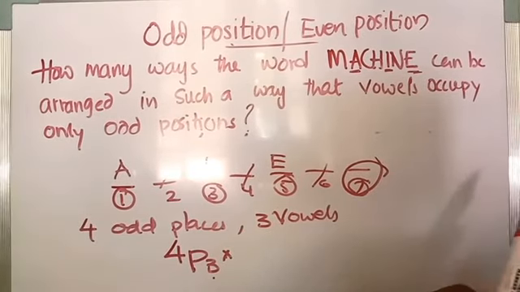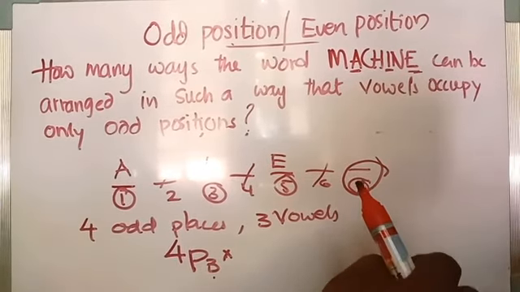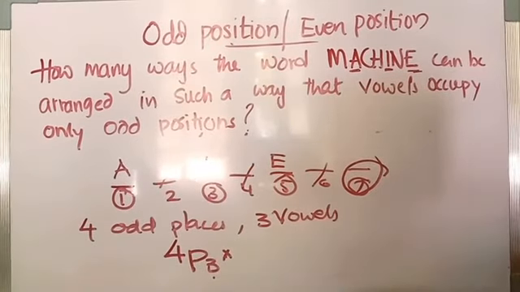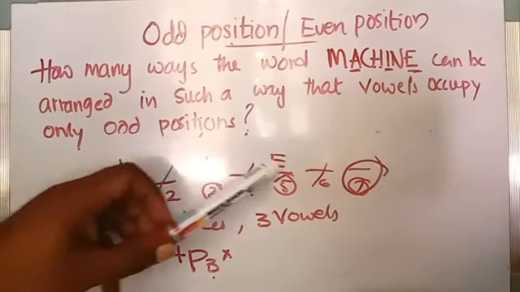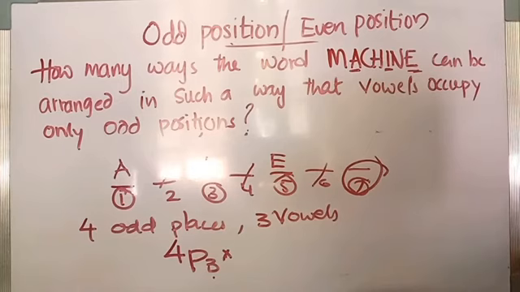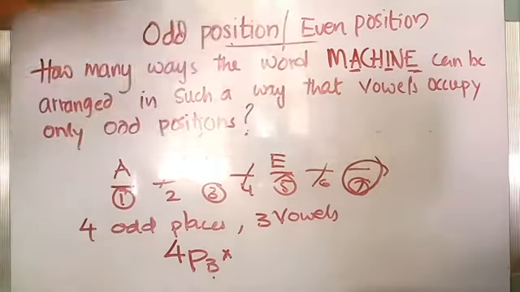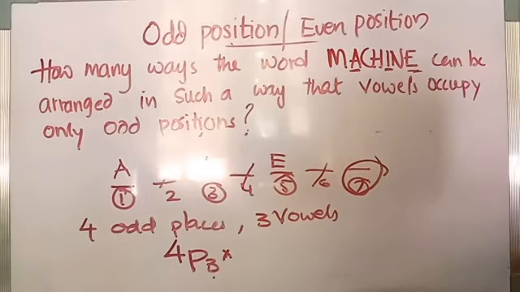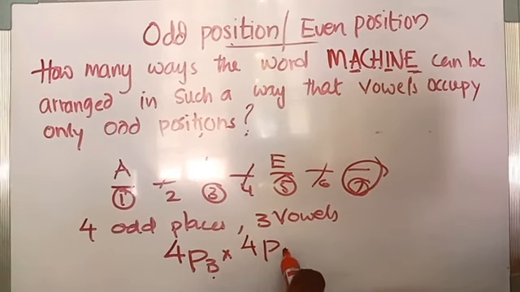Here they haven't asked whether the consonant is arranged in an even place or an odd place. That doesn't matter. We have to arrange the vowels in odd places. That we have already arranged here. Vowels are in odd places. So in the remaining places we can arrange consonants. How many places remain? 1, 2, 3, 4. So there are 4 places and you can find 4 consonants. So 4 places and 4 consonants can be arranged in 4 factorial ways.